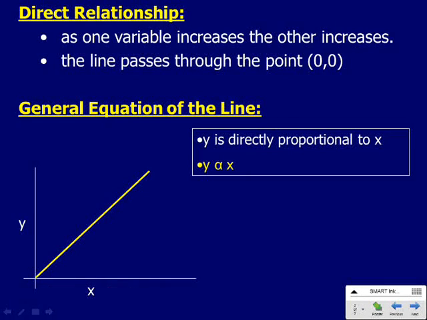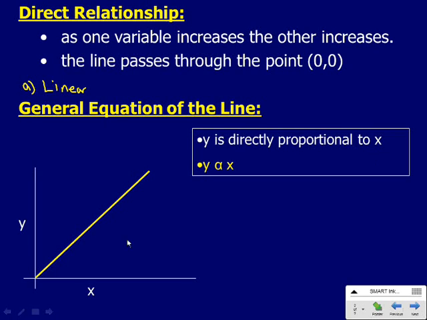Now, the first possible relationship that we're going to deal with is a direct relationship. For all direct relationships, as one variable increases, the other variable increases. So we're going to get some data, and we're going to plot it, x versus y. We're going to make a graph, and if we've got a nice straight line, we can then say that y is directly proportional to x.